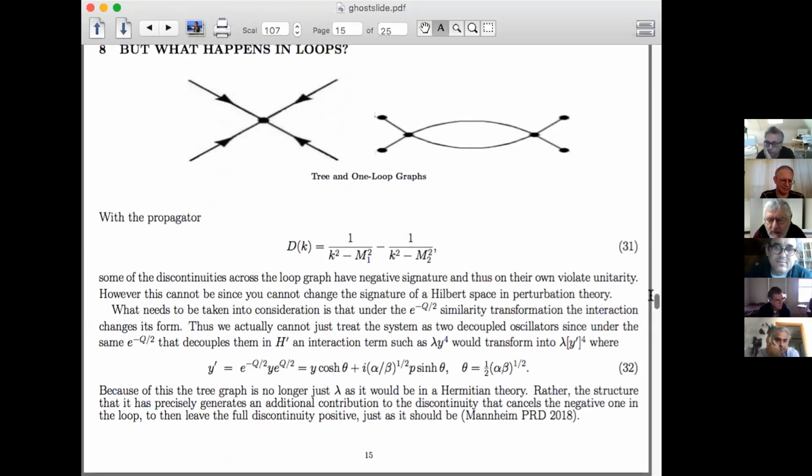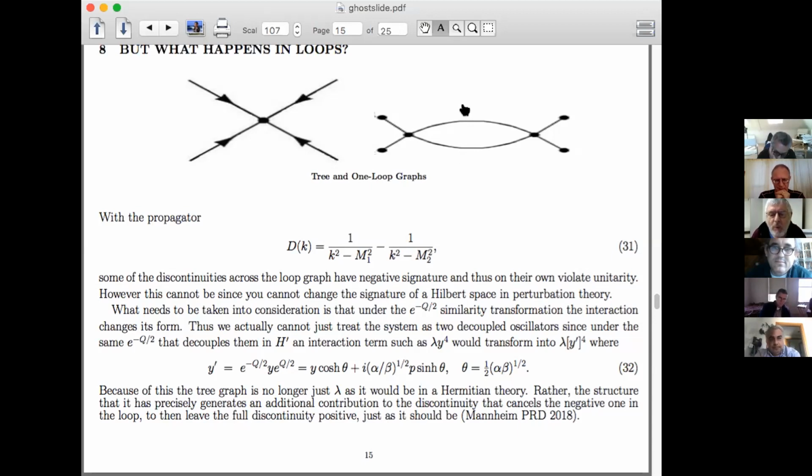And that's absolutely correct. If you look at this graph and you just put in this propagator and you do the Landau-Cutkosky cutting rules, you'll generate discontinuities with the wrong sign. And that would be a disaster for the theory. But this cannot happen because you can't change the signature of the Hilbert space in perturbation theory. So if the theory is well behaved, then it must remain well behaved in radiative corrections.